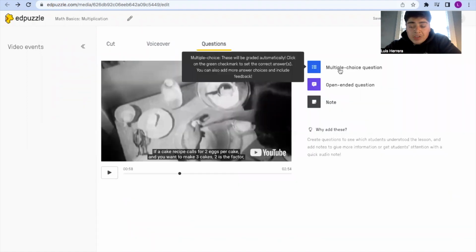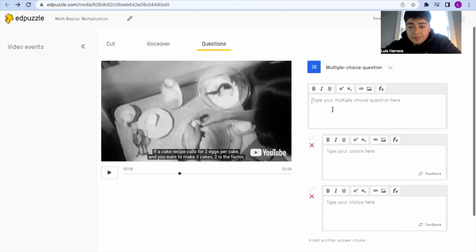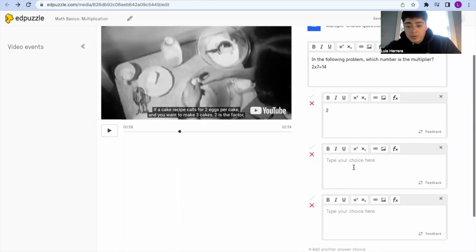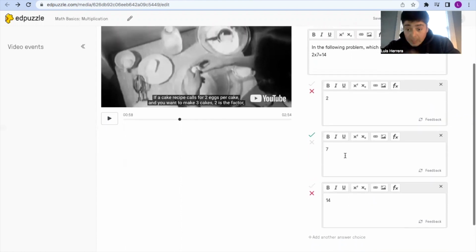Next, we're going to add a question, a multiple choice question. We're going to say, in the following problem, which number is the multiplier? 2 times 7 equals 14. We're going to give a few choices: 2, 7, 14, and we're going to provide them with the right choice. Hopefully the kids will answer correctly.